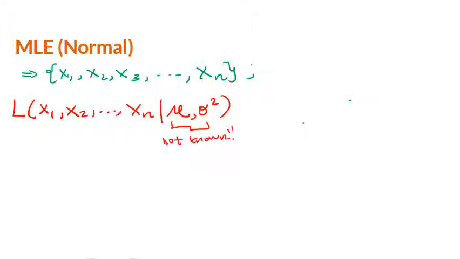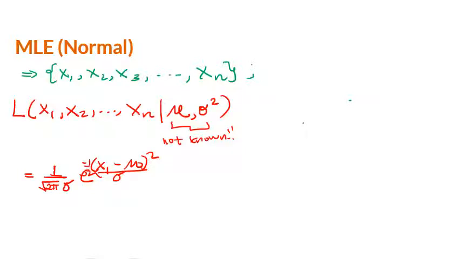So given mu and sigma squared, our likelihood function is given by this: 1 over square root of 2 pi sigma, e to the x1 minus mu squared over sigma. We have a minus 1/2 here, class. Minus 1/2. So this is your normal distribution.